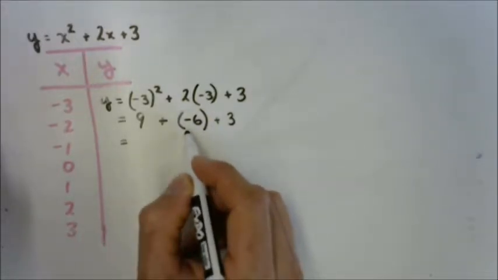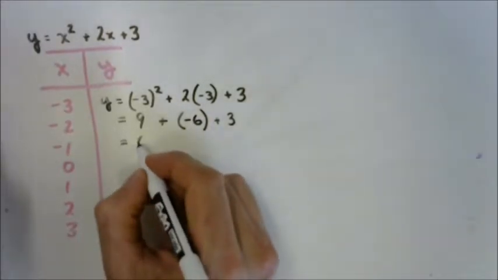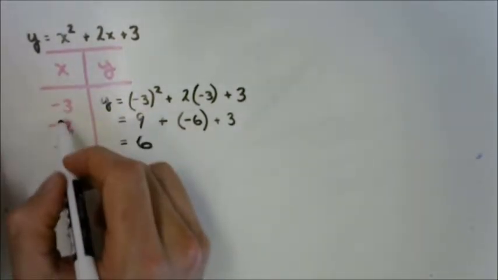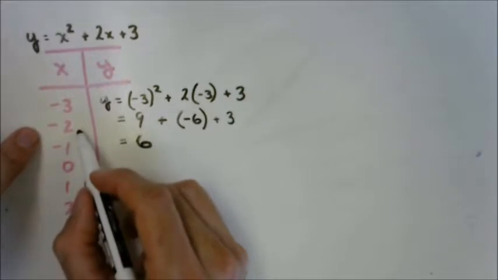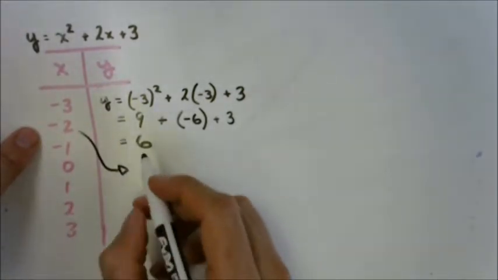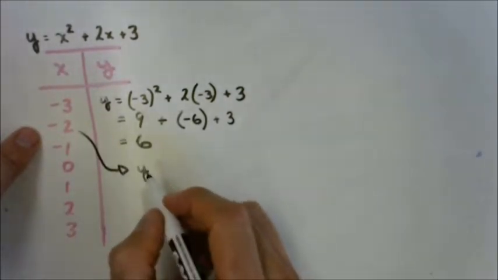9 minus 6 is 3, plus 3 is 6. So when x is -3, y is equal to 6. I'll go ahead and also do when x is -2, and then I'll leave you to do the rest.